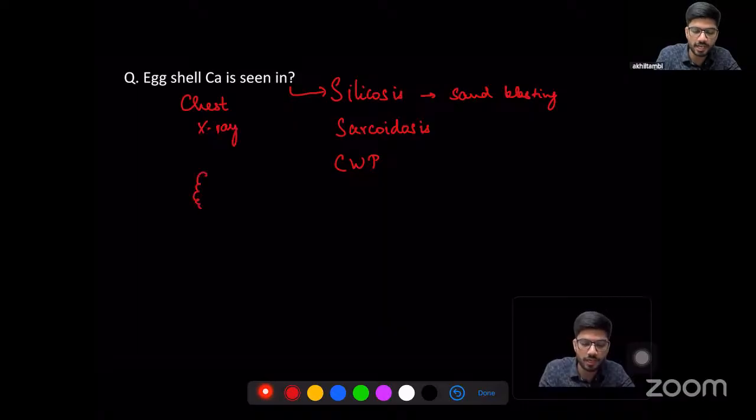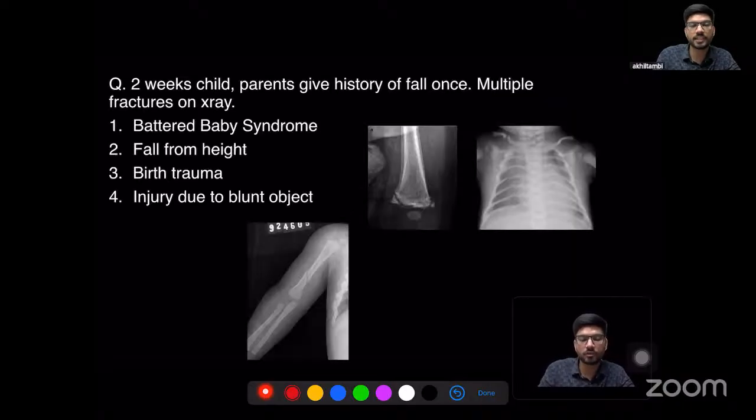On the hilum part, you will see these kinds of radio-opaque densities on the chest x-ray. So that will be the eggshell calcification. Then coming on to the next question.